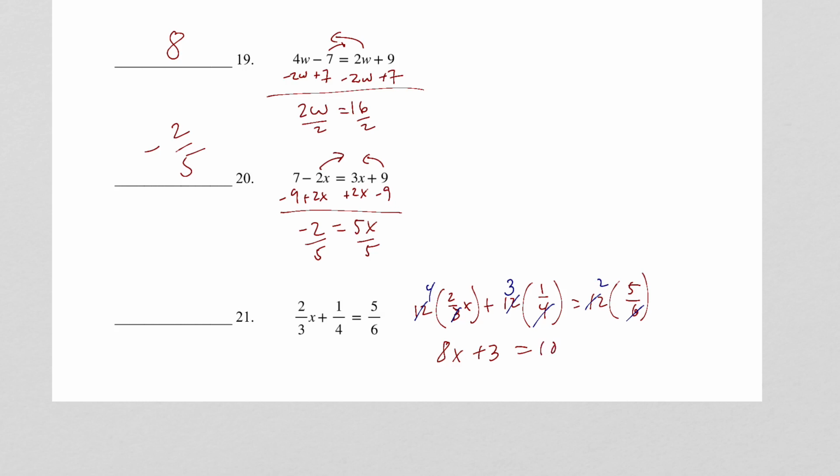Then I'll move this 3 over by subtracting it. And I'll get 8x is equal to 7. And I'll divide by 8. And I'll get x is equal to 7/8.